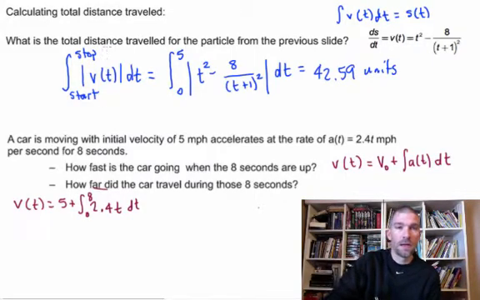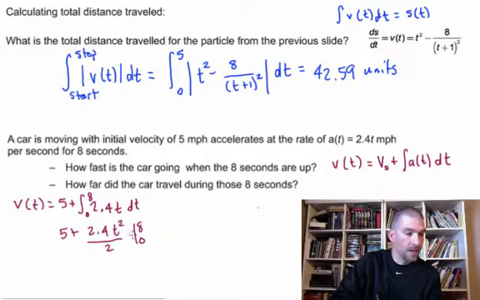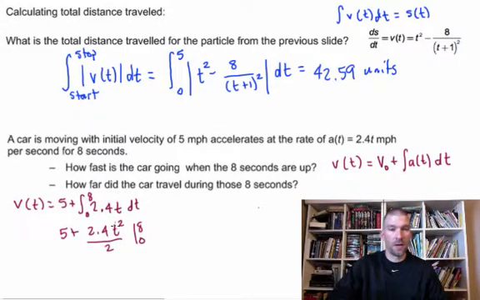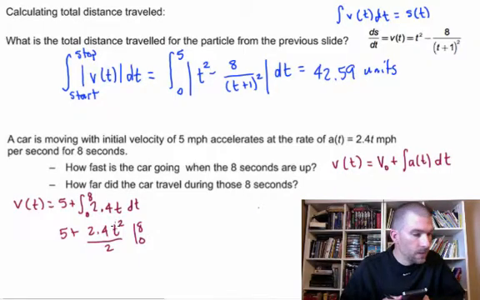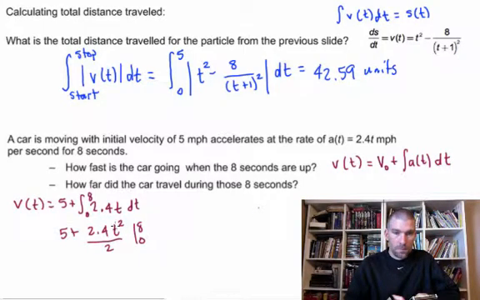So what is this going to look like? This is going to look like 5 plus 2.4 t squared divided by 2, and we're going to evaluate that from 0 to 8. And so what would that be when I punch that in? 2.4 divided by 2, that's 1.2, right? So 5 plus 1.2 times 64.